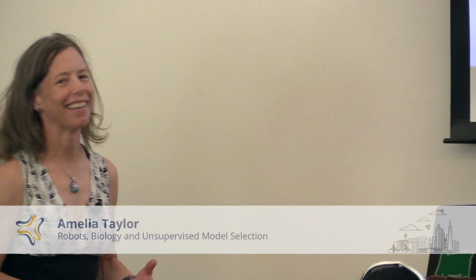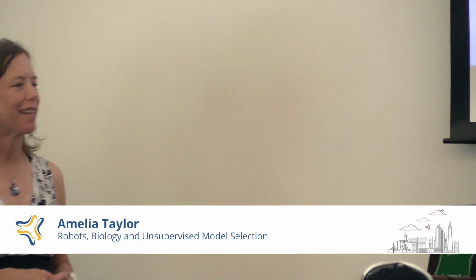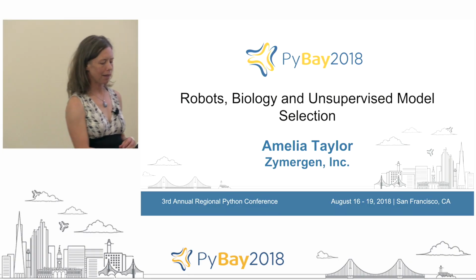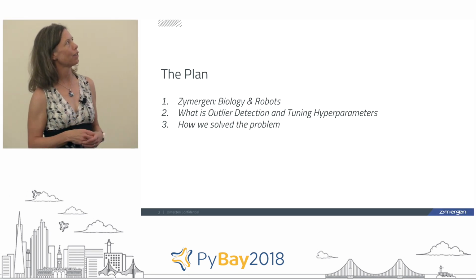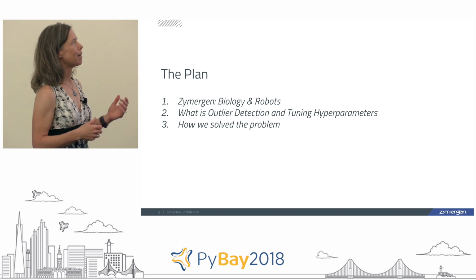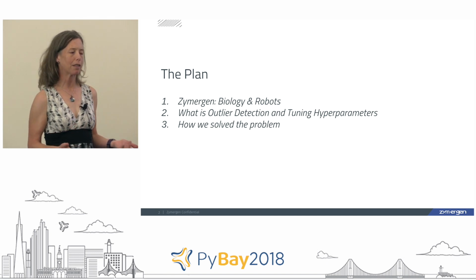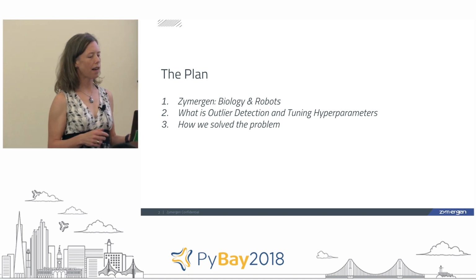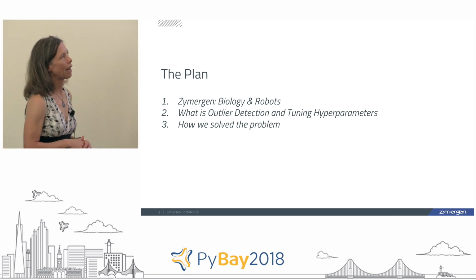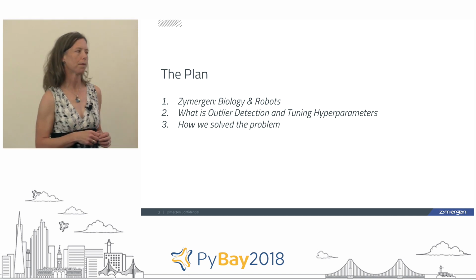Everyone, I'm Amelia Taylor, and as she noted, I'm a data scientist at Zymergen, and I'm excited to talk with you all today about outlier detection, an inherently unsupervised problem, and how we're going to tune parameters for that. In this talk, I will give some background on Zymergen biology and robots, talk a little bit about outlier detection and tuning hyperparameters, particularly in our context, but that could work in lots of contexts, and then how we solve the problem of tuning hyperparameters in this unsupervised world.